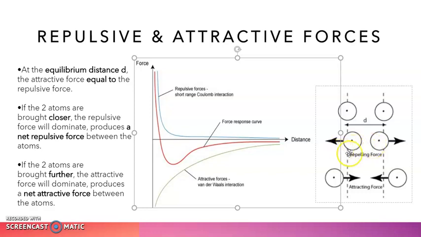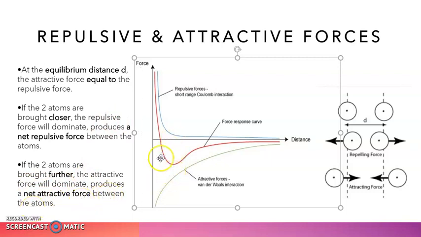But as they come closer, attraction and repulsion forces start acting on them, till they reach the equilibrium distance d, where the attractive force equals the repulsive force. If two atoms are brought closer, the repulsive force will dominate and produce a net repulsive force between the atoms. That means if the distance between them goes even less than this equilibrium distance d, then repulsion will prevail. But if the distance is greater than d, then net attractive force will prevail.